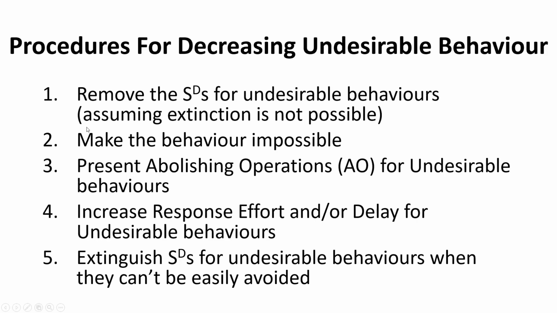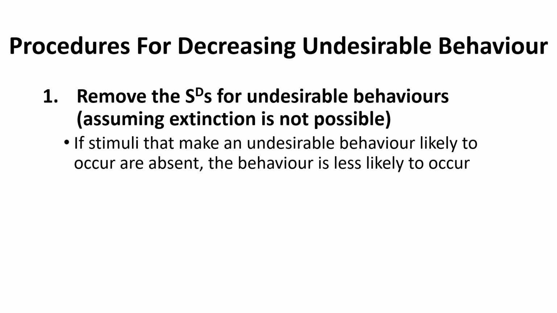All right, so that was part 1 of this process. We've made our desirable behavior more likely to occur. Now let's do the opposite and make our undesirable behaviors less likely to occur. We have 5 different ways of doing this here, the first of which is removing our SDs for the undesirable behaviors.